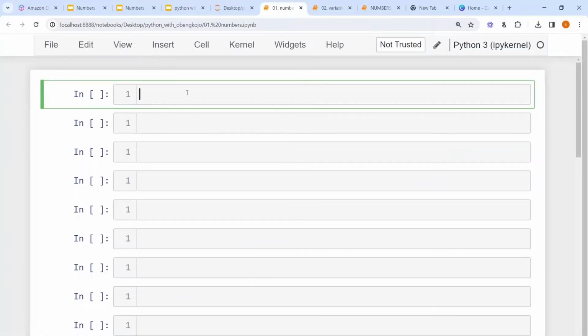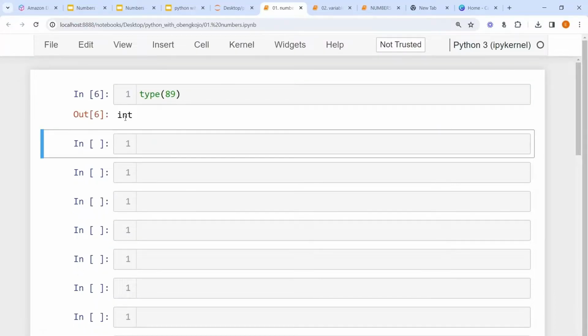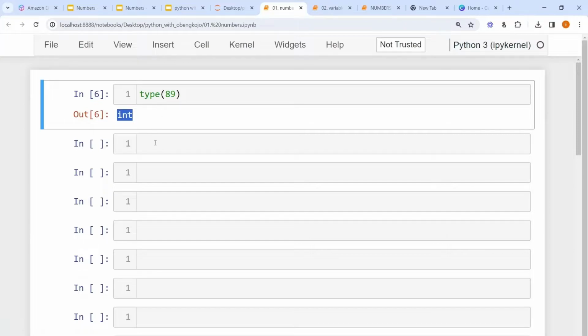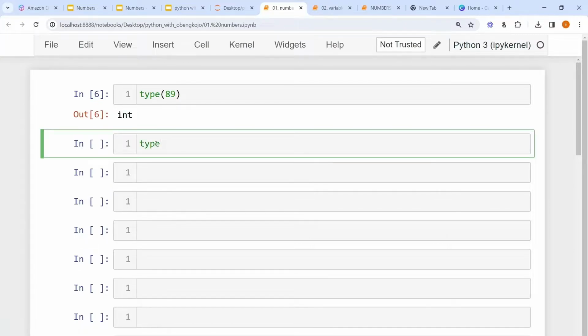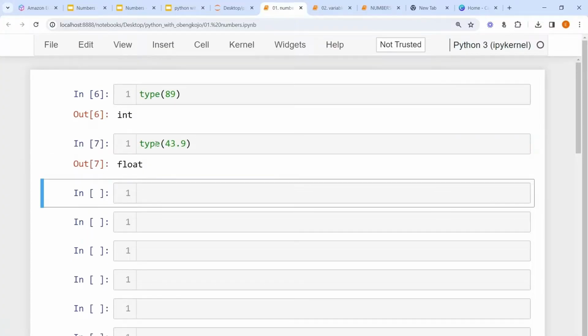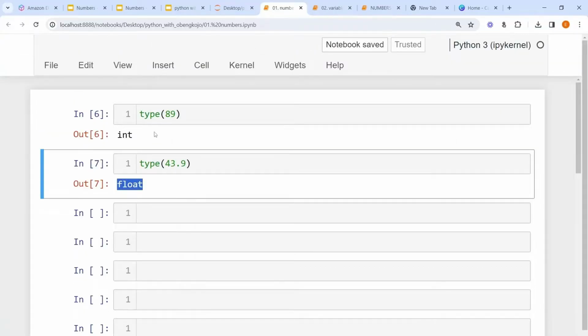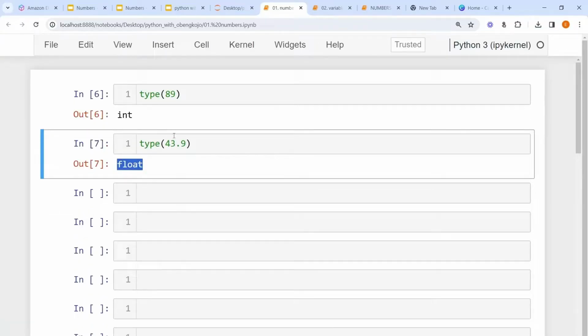As I said earlier, any number without a decimal point is called an integer, and we can check that by saying type. If I put this into brackets and I run this, it tells us that it is an integer. If I do another type and then place in any number with a decimal place and run that, it's going to tell me that it's a float. So these are the basic two numbers that we have in Python.